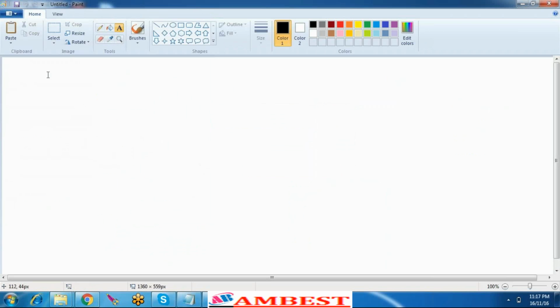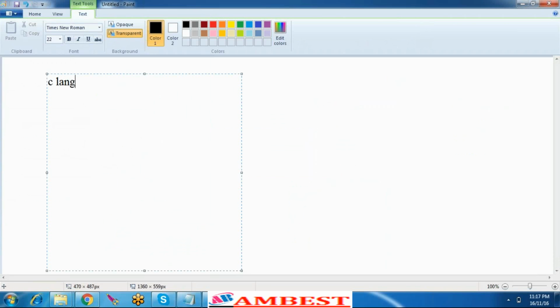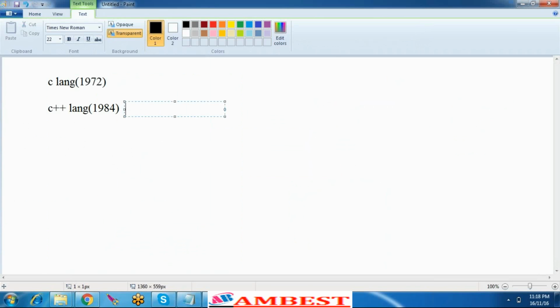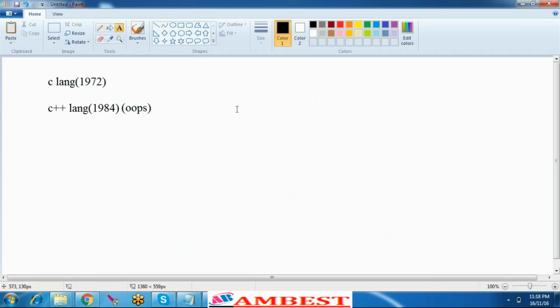So C language was introduced in the year 1972, and after C language we had C++, which was introduced in the year 1984. So what is the difference between C and C++? C language was a structured programming language, and C++ was OOPS oriented, object oriented programming system.